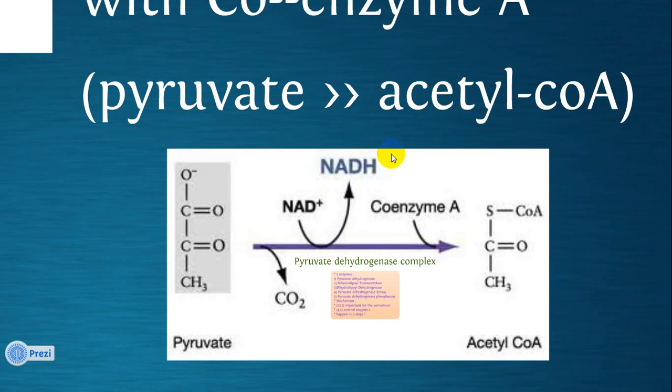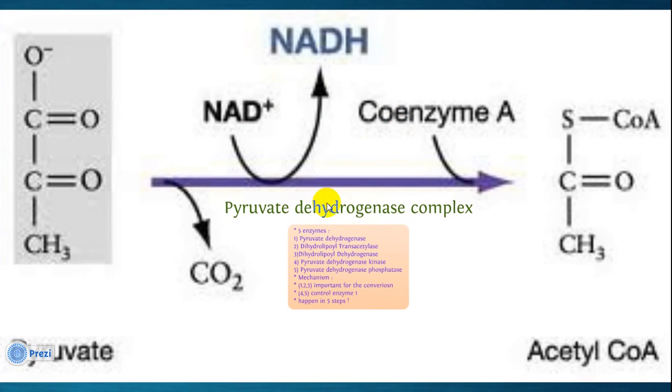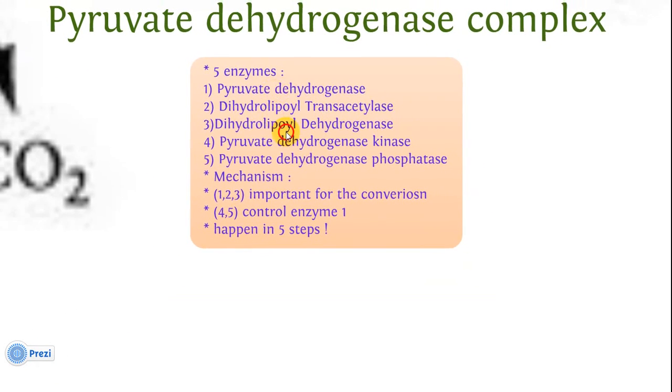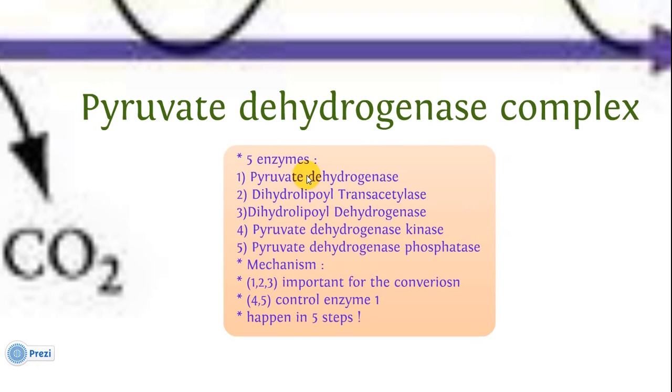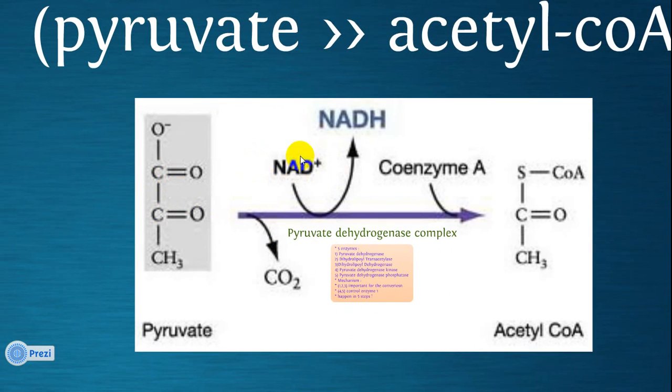Changing into acetyl-CoA needs to go through this reaction. Here we have an enzyme called the pyruvate dehydrogenase complex. I will talk about it very briefly. This enzyme is composed of 5 enzymes. Pyruvate dehydrogenase, you can know the function of this enzyme: dehydrogenase will take an H plus from the pyruvate and give it to the NAD plus. So here we will have NADH.